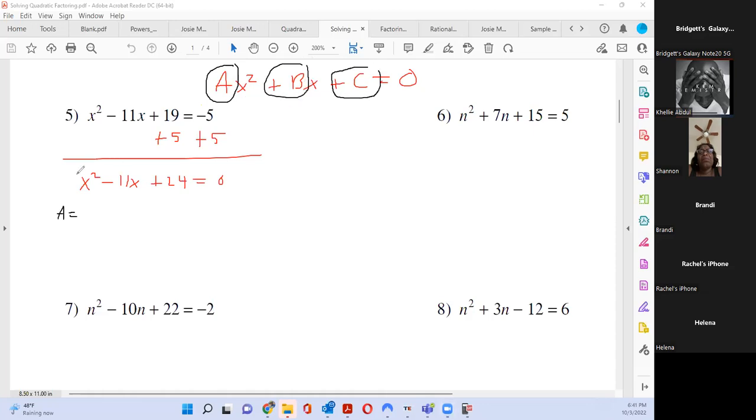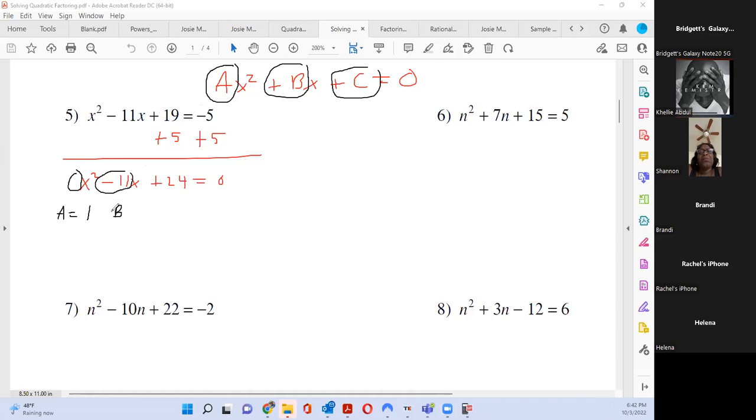What is A equal to? X plus X, right? Nope. Can anybody tell me what A is equal to? X squared? Nope. What's the coefficient in front of the X squared? One plus X? No. Listen.